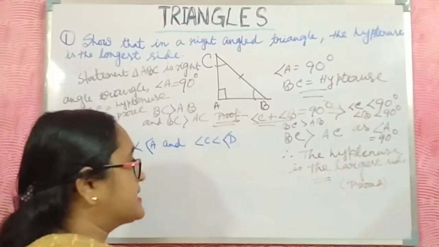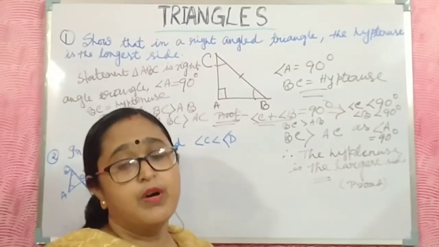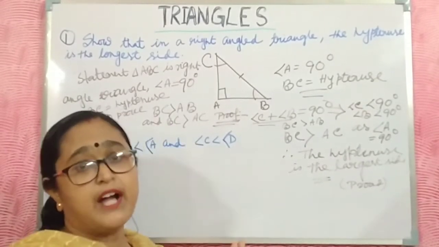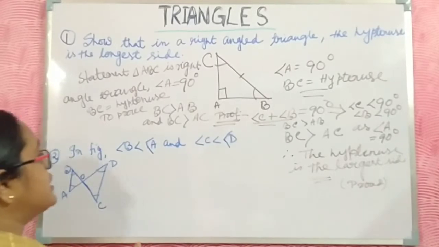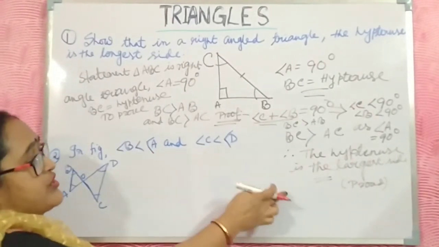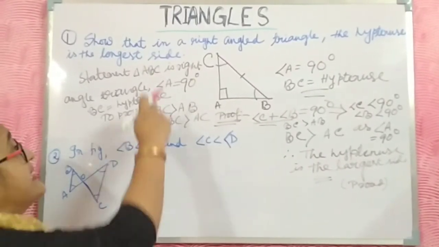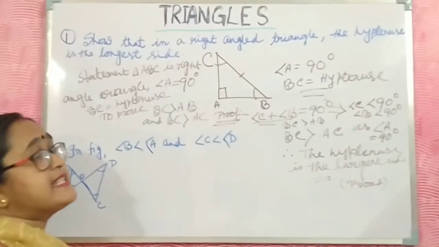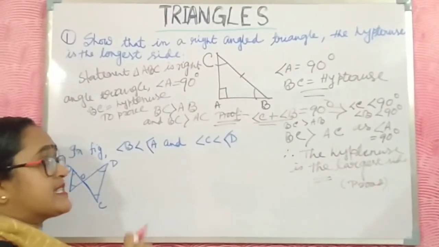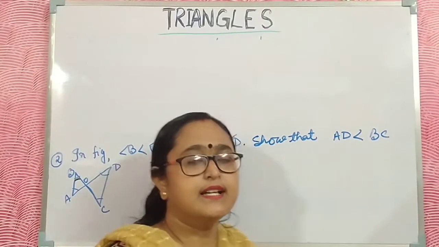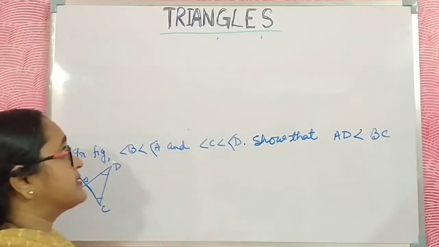Now I discuss the second one, another sum. Before going to the next part of the video, you just pause it and write the sum which I wrote in black color. This is the proof of this sum. Okay, now I discuss the next one, the second sum under triangles.